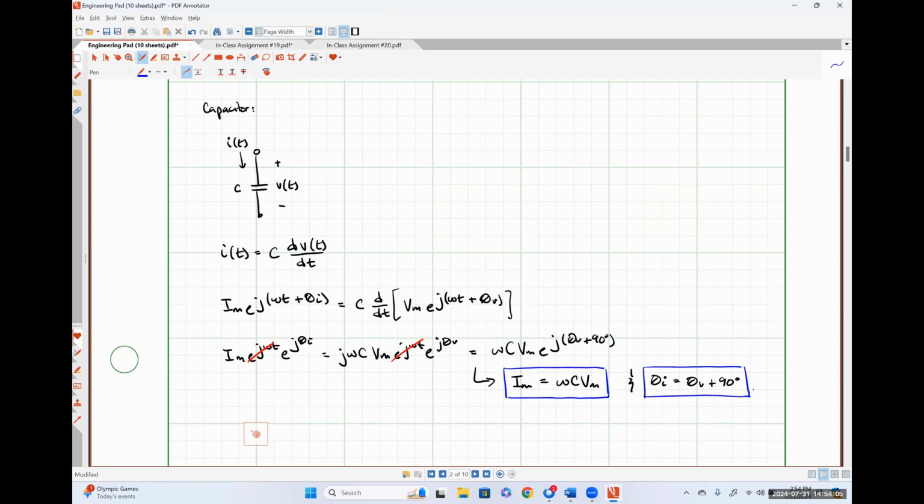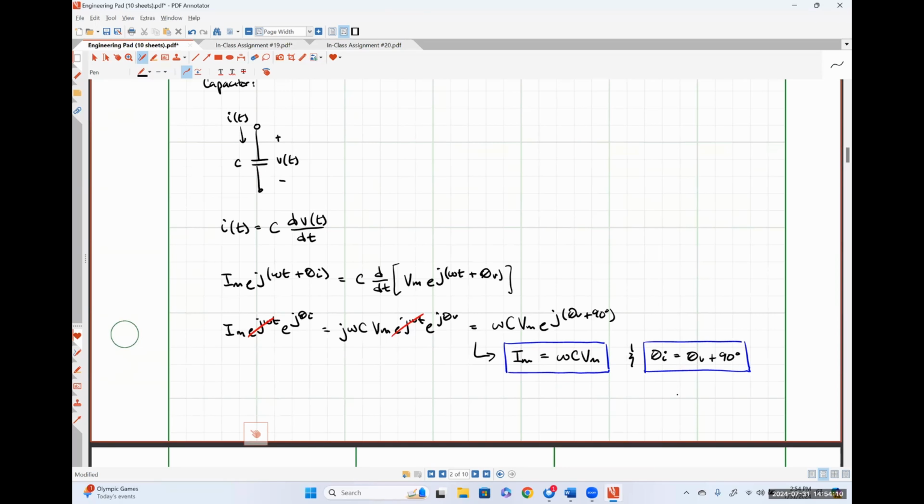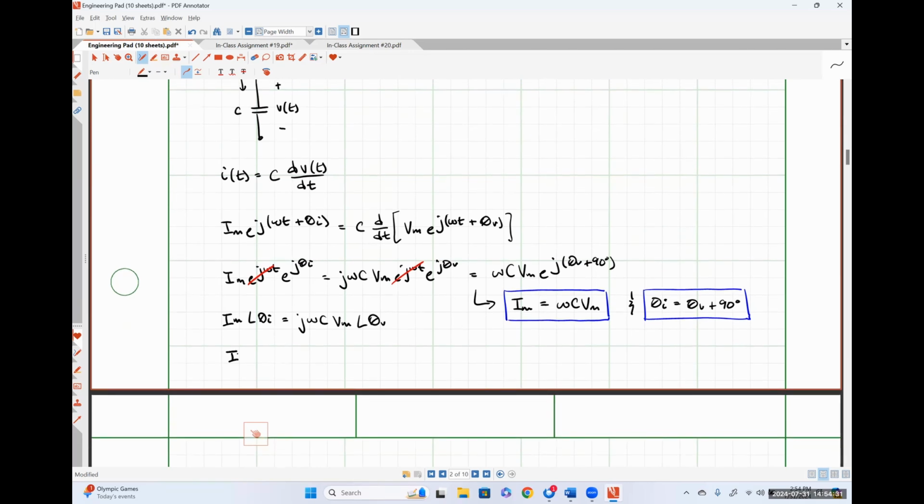Okay. So putting things in terms of our phasors, we would have Im angle theta I is equal to j omega C times Vm angle theta v. Sorry, I initially wrote that incorrectly. My apologies for that. Or phasor current I is equal to j omega C times phasor voltage V.